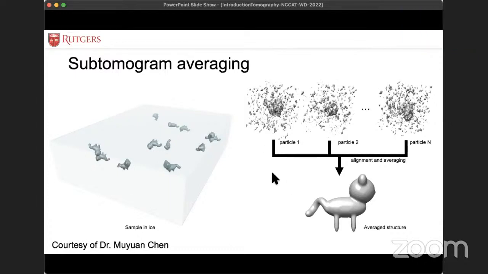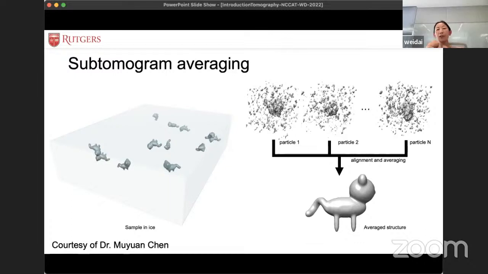Okay. And then, yeah, you also mentioned the preferred orientation. That's a major problem. That's one of the reasons that my subtomogram averaging of my glucan synthase cannot go further. Right. That's a very good observation. Okay, so anybody else?